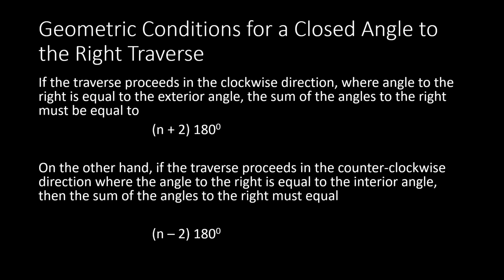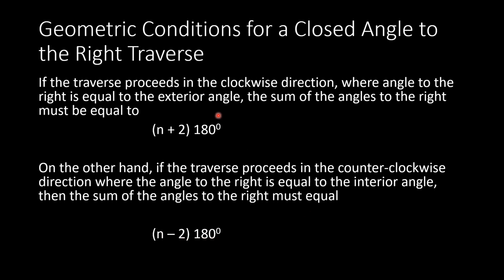We now write the geometric conditions for a closed traverse using the angle to the right method. So if the traverse proceeds in a clockwise direction, where the angle to the right is equal to the exterior angle, the sum of the angles to the right must equal (n + 2) times 180 degrees. On the other hand, if the traverse proceeds in a counterclockwise direction, where the angle to the right is equal to the interior angle, then the sum of the angles to the right must equal (n - 2) times 180 degrees.